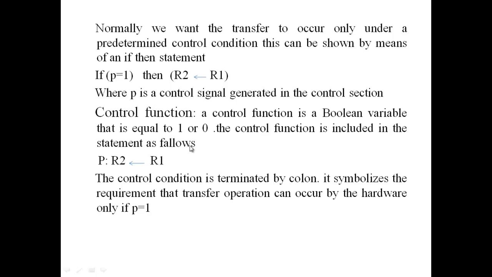Now the control function. A control function is nothing but a Boolean variable that is equal to 1 or 0. The control function is included in the statement as follows: P colon R1 replacement R2. That means until and unless P is equal to 1, nothing will be transferred from R1 to R2, and this control condition is terminated by a colon.